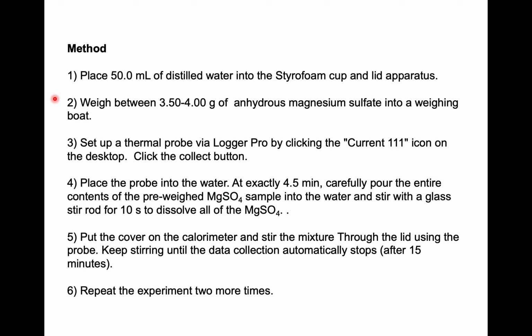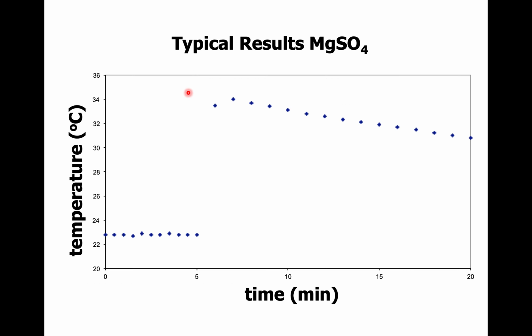So what are you going to be doing today? One, place 50 mLs of distilled water into the styrofoam cup and lid apparatus. You want to weigh somewhere between 3.5 and 4 grams of anhydrous magnesium sulfate into a weighing boat. Set up the thermal probe via logger probe by clicking the current Chem 111 icon, and you'll click the collect button. You'll place the probe into the water at exactly 4.5 minutes. Carefully pour the entire contents of the pre-weighed magnesium sulfate into the water and stir with a glass rod for 10 seconds to dissolve all of the magnesium sulfate. Put the cover on the calorimeter and stir through the lid using the probe. Keep stirring until the data collection automatically stops at 15 minutes, and repeat 2 more times.